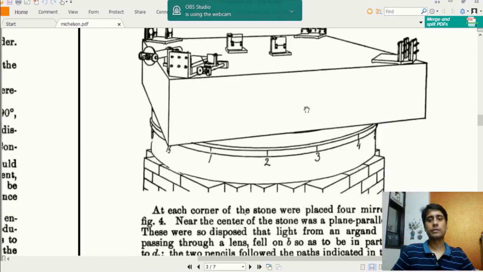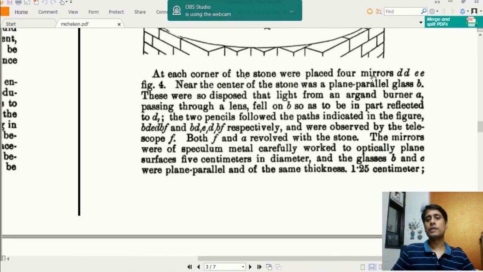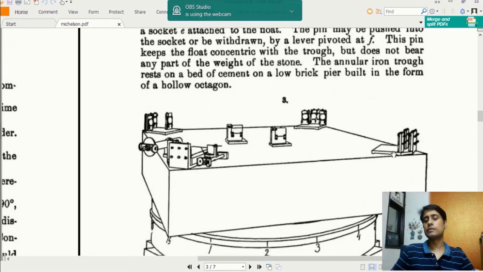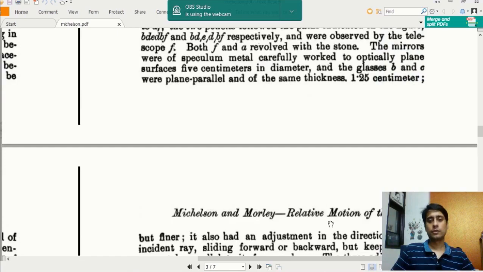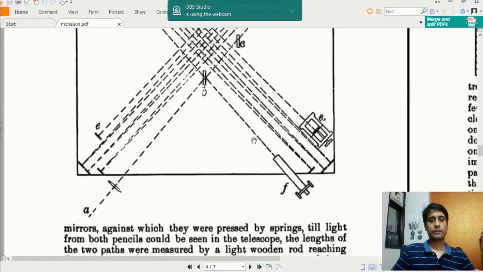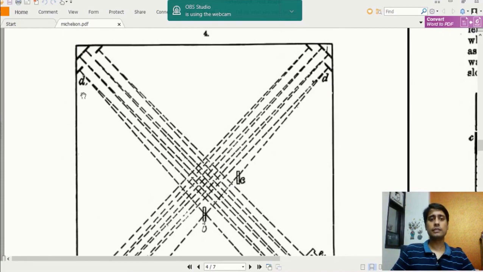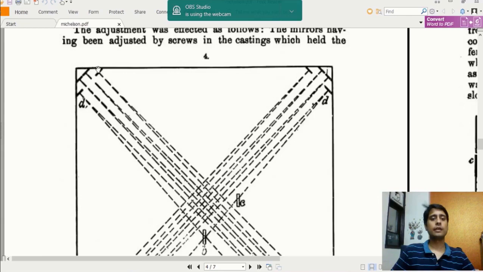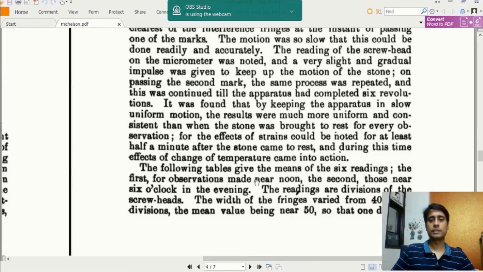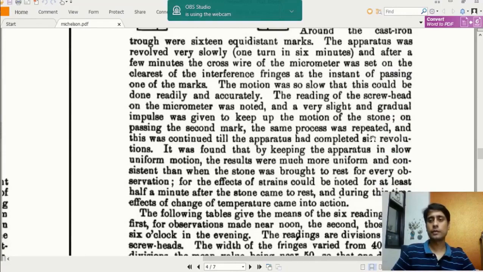At each corner of the stone were placed 4 mirrors. So these are the 4 mirrors placed here, and here also 4 mirrors. At each corner of the stone were placed 4 mirrors, D, D, E, figure 4. So let's see figure 4. These are D and D prime. So there are 4 mirrors which have been referred to as D. These 4 are E primes and these are D primes. So just make a picture in your mind, as we have to shift from one page to another page.